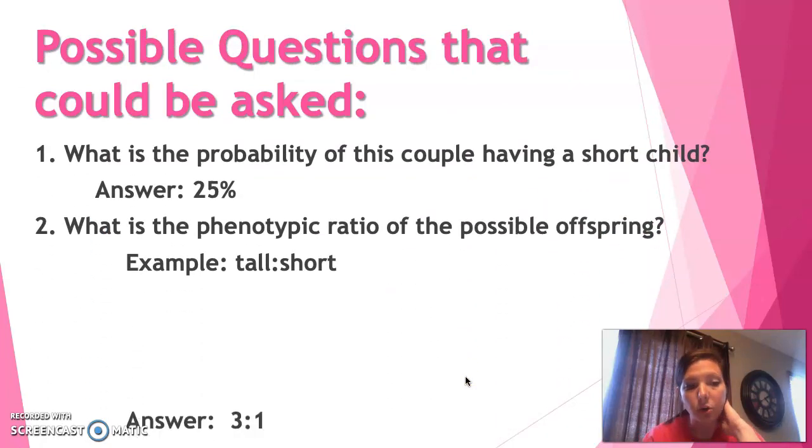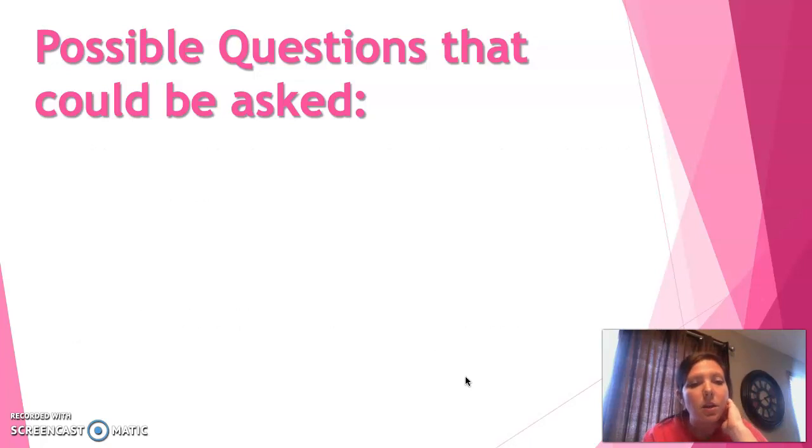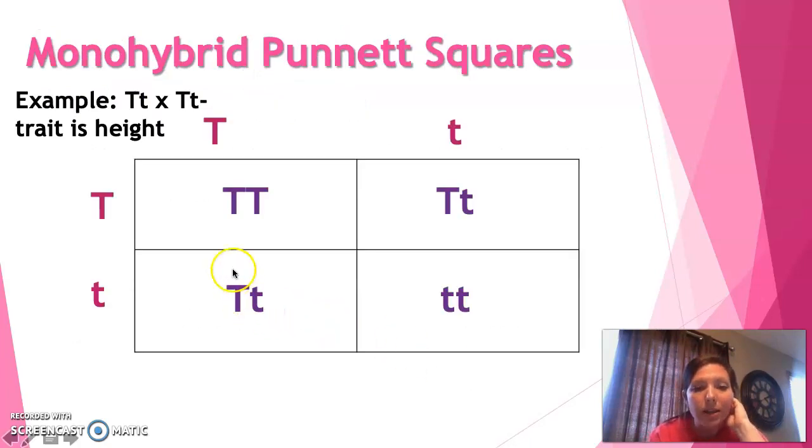So tall to short, 3 to 1. The genotypic ratio of the possible offspring. So remember, that's all the different types. So how many big T's do we have, big T, and then how many little t? So we have one that is going to be homozygous dominant. We have two that are heterozygous dominant, and then one homozygous recessive.